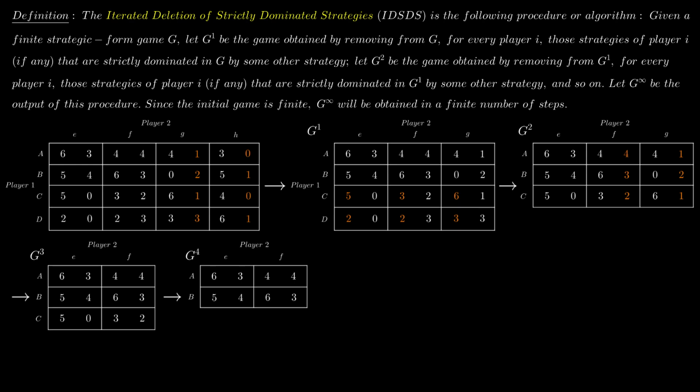Let's move on now to the iterated deletion of weakly dominated strategies, or IDWDS. It's basically the same thing as the IDSDS, only this time we're dealing with weakly dominated strategies. But unlike IDSDS, here the order in which we delete strategies matters. So we can end up with a different output depending on the order of deletion. Let's illustrate this with an example.